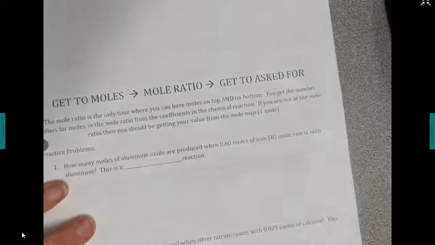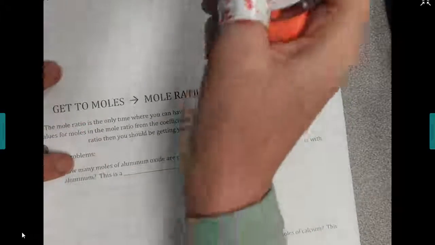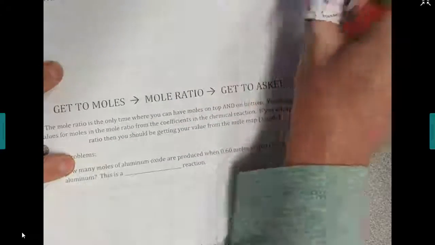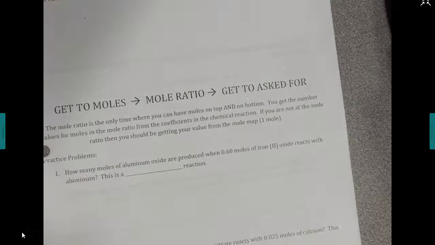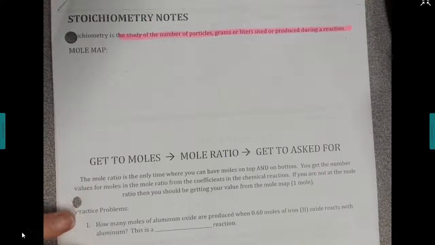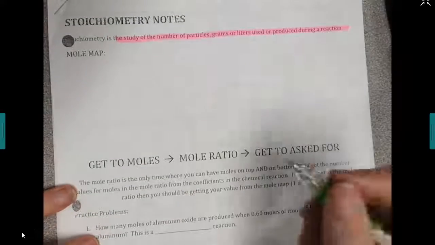Okay. All right, so stoichiometry. Stoichiometry, we learned, is the study of the number of particles, grams or liters, used or produced during a chemical reaction. Okay. We have the mole map. We're going to use the mole map to figure out our mole problems.